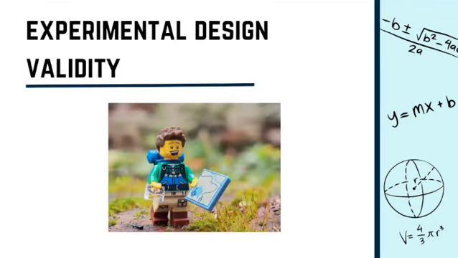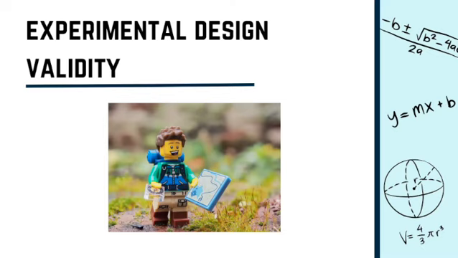All right, we've got experimental design validity. Imagine that you are a scientist doing a super cool experiment. Experimental design validity is like making sure your experiment is set up in the best way possible so that your results are accurate and reliable. Think of it like building a Lego structure. If you follow the instructions carefully and make sure that every brick is in the right place, your structure will turn out exactly as it should.